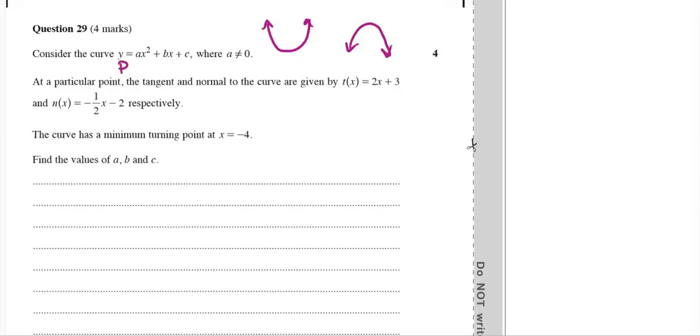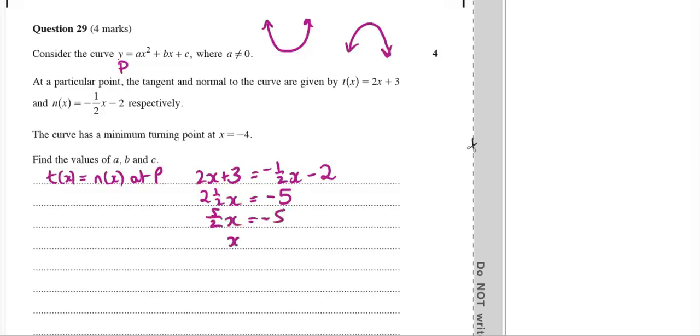So let's go ahead and find the point P where the tangent and the normal meet. So I'm going to set them equal to each other. So t of x equals n of x at P. So let's go ahead and figure out where that is. 2x plus 3 equals minus a half x minus 2. So 2.5x equals minus 2 minus 3, which is minus 5. So that's 5 on 2 x equals minus 5. So x equals minus 2.